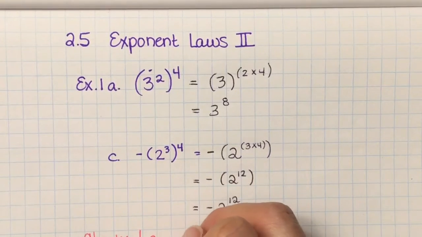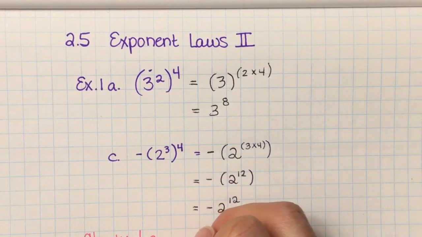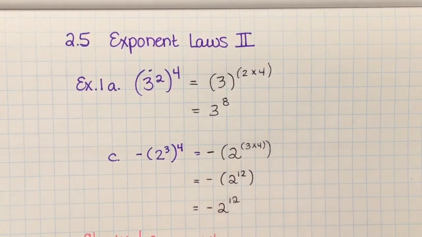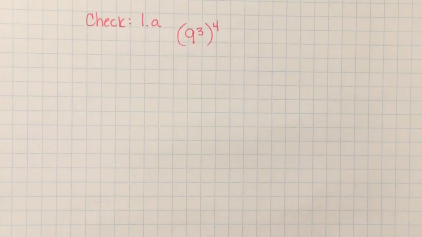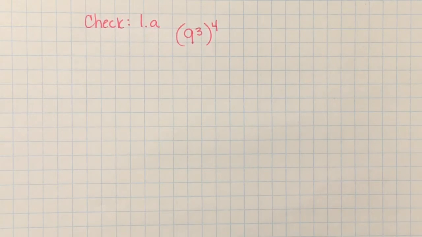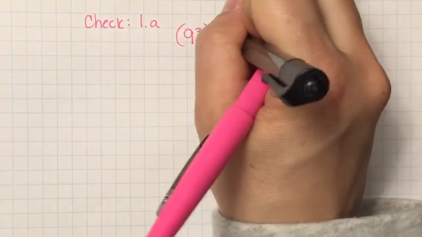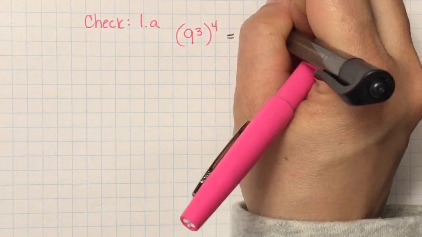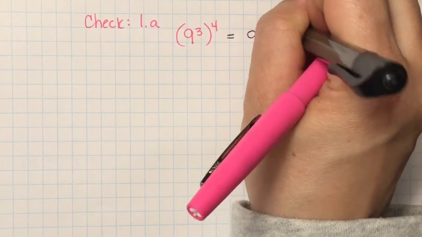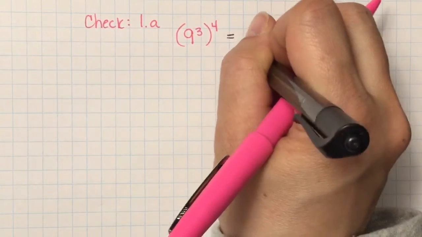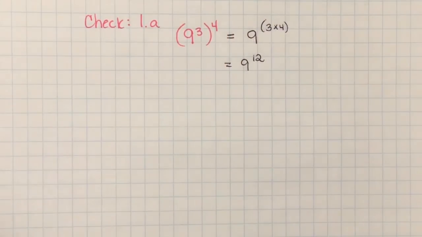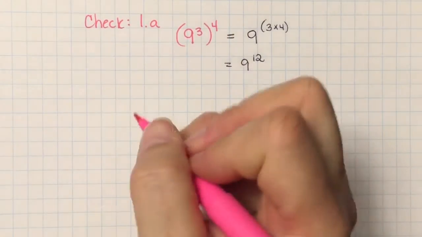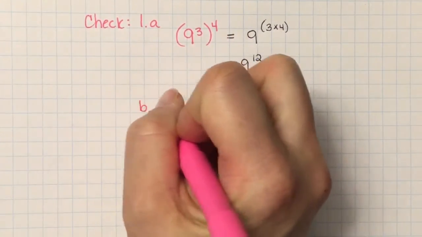1a. 9 cubed all to the 4th. Whoops, guess you want to be able to see that. You try it. What's your answer? Voila! Right on. Excellent. Next one.